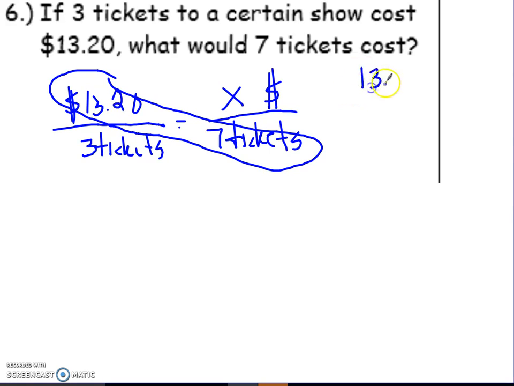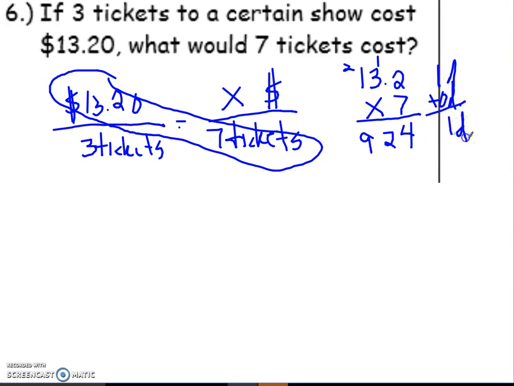1320 times 7. 7 times 2 is 14. 7 times 3 is 21, plus 1 is 22. 7 times 1 is 7, plus 2 is 9. 1 plus 0 is 1. We hop it over once. We get 92.40. Divide both sides by 3.